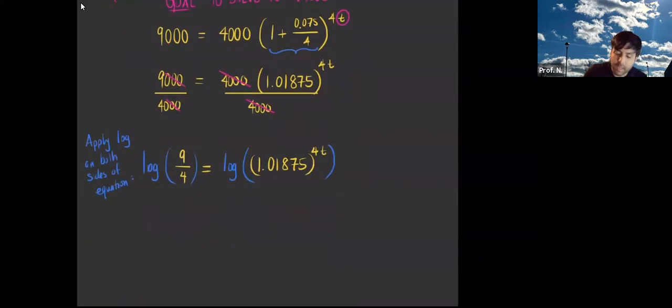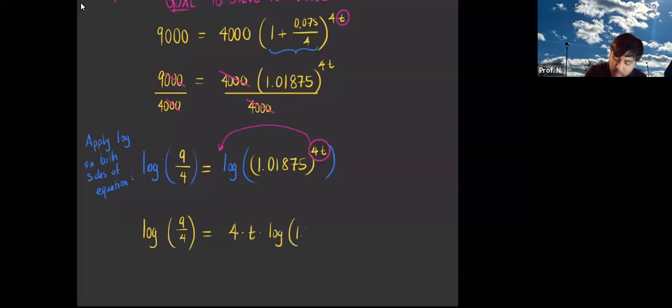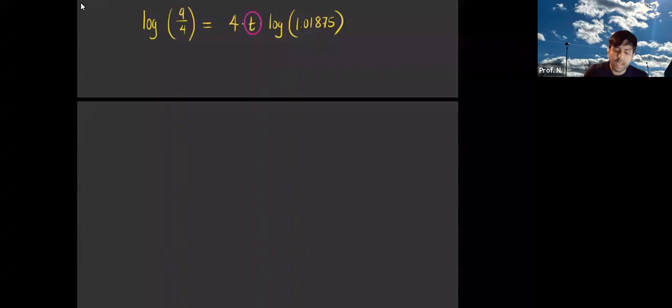And then what happens after that? That 4t is being placed in front now because I can apply the power rule. And so then I get log of 9/4 equals 4 times t times log of 1.01875. So you see what I just accomplished? I was able to now bring that exponent 4t in front. And still, I want to get what t is. So then I need to divide again both sides by the 4 and the log.